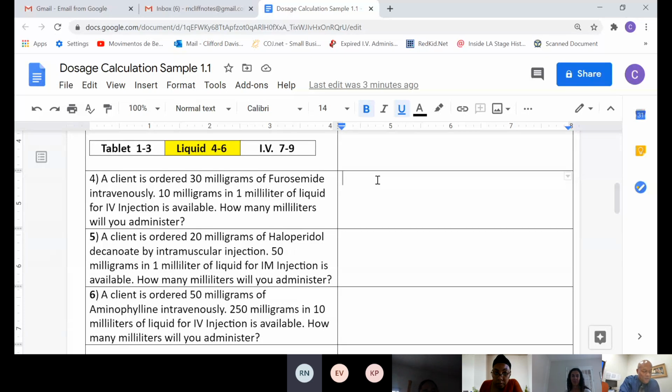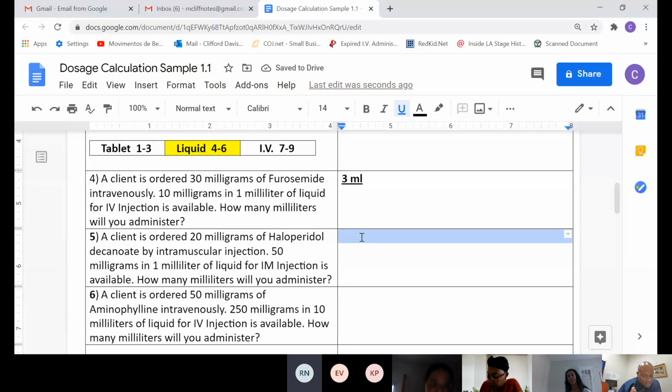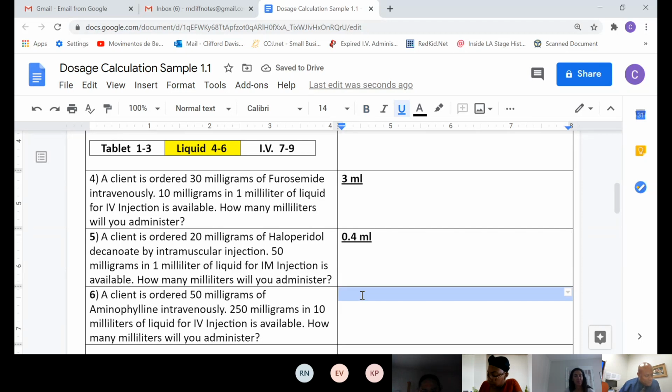All right, so number 4. What you get for number 4? I got 3 milliliters. Okay, 3 mLs. Great. How about for number 5? 0.4 milliliters. Great. And for number 6? 2 milliliters. Fantastic.